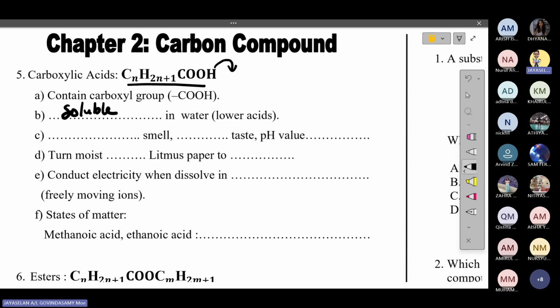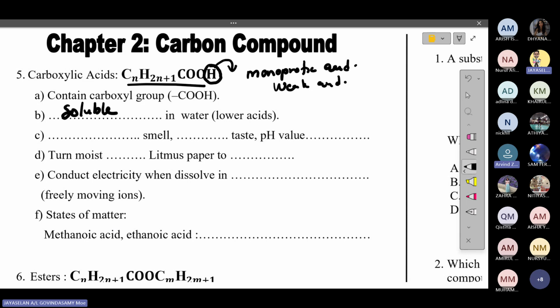Do I put soluble or partially soluble? No, partially ionize. It is known as a weak acid, and please remember the hydrogen atom will break off, right? Only one hydrogen atom. All carboxylic acids, please put here monoprotic acid. Monoprotic acid, they are known as weak acids, partially ionized in water, but they are soluble in water.